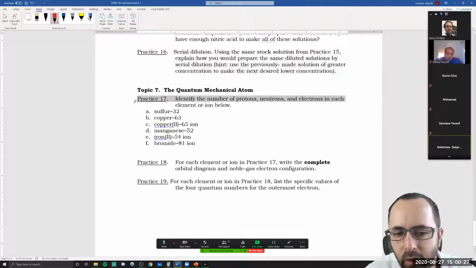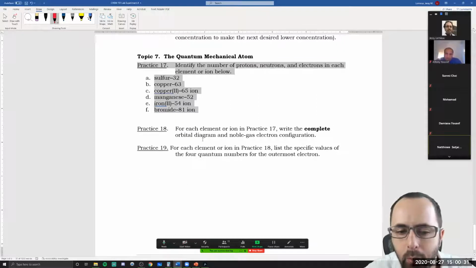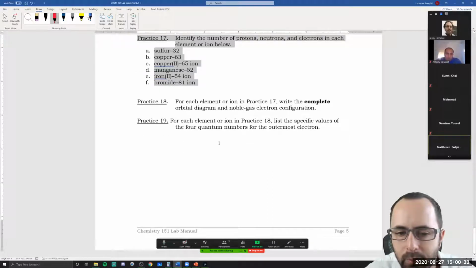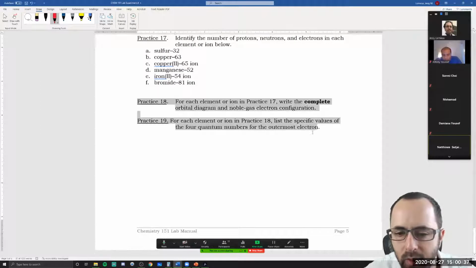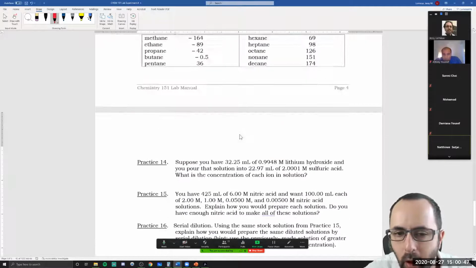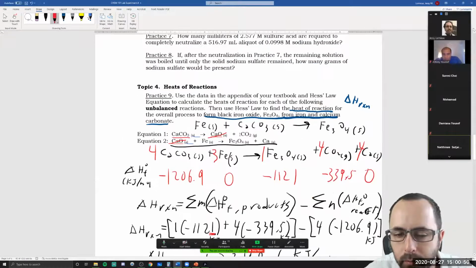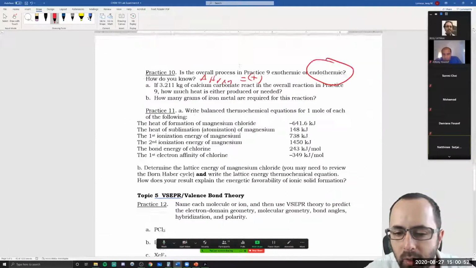And then these are figure out how many protons, neutrons, and electrons. Pretty straightforward. We've been doing some of that this week. And then this is just a little bit more detail about quantum numbers and the electron configurations. So that's something you may want to review. If you guys get stuck on a particular problem, you can let me know and I'll help you with it.